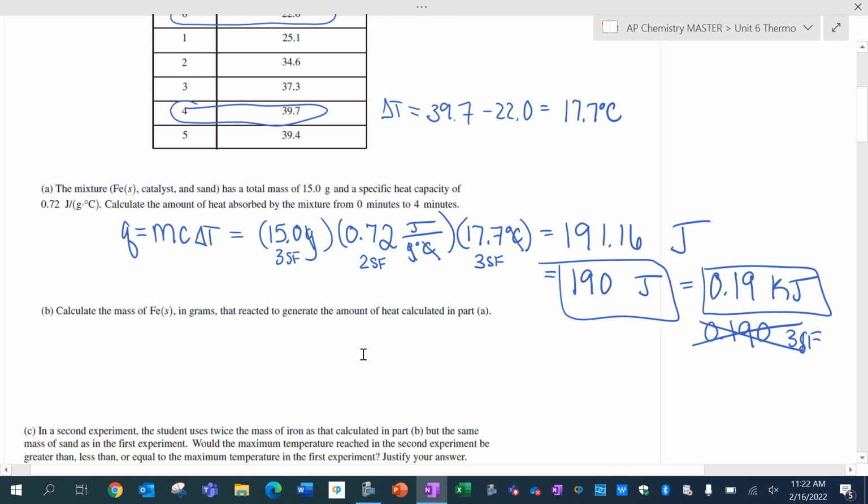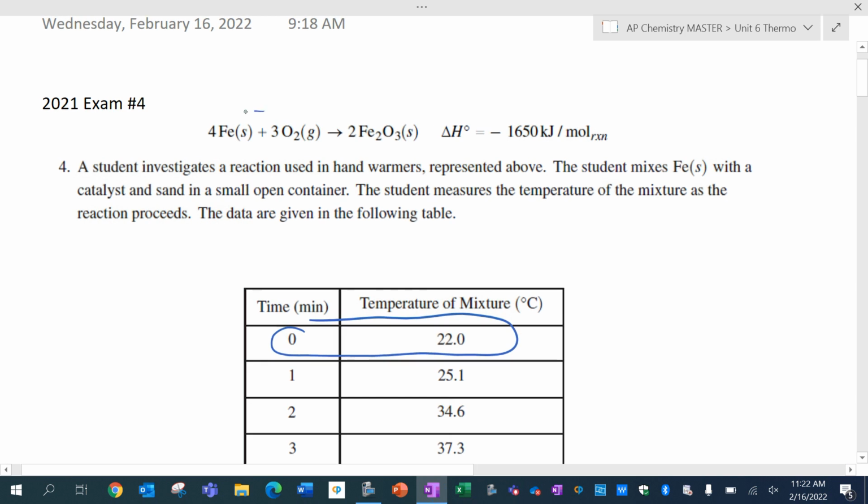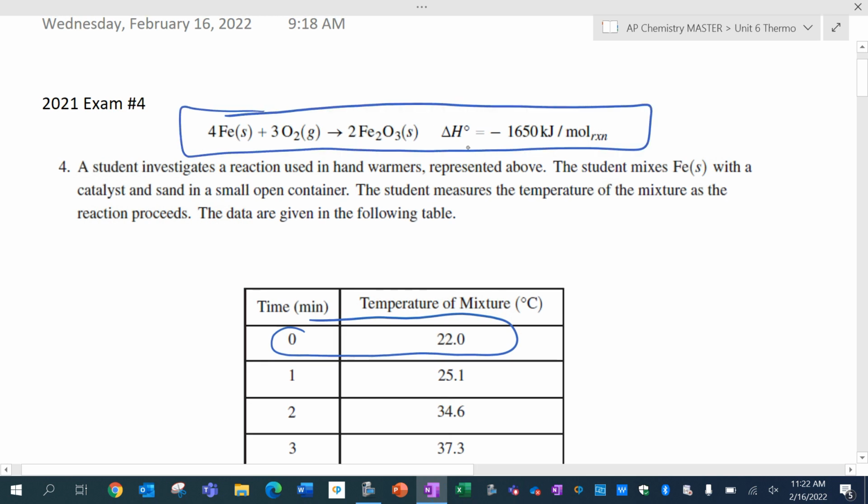So let's look back at our equation and see what it tells us. Notice in this equation, we see a stoichiometric relationship. This kilojoule per mole reaction means for every mole of reaction, where a mole of reaction is basically this reaction proceeding as written with these coefficients.